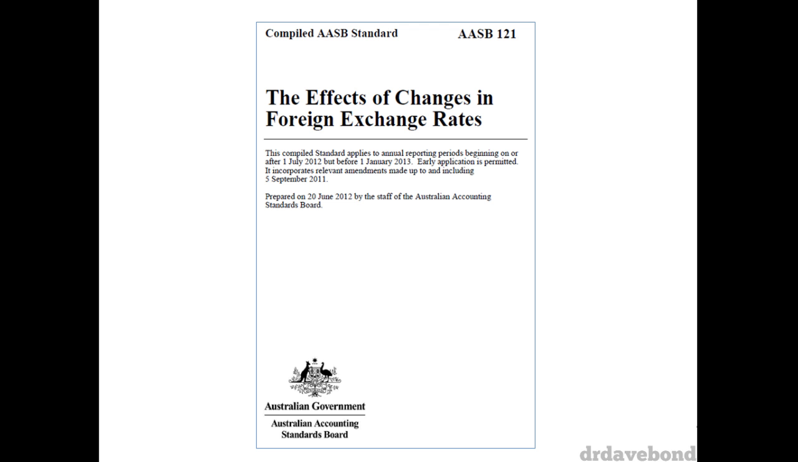The way that this gets dealt with is covered in AASB 121, the effects of changes in foreign exchange rates. This is effectively equivalent to IAS 21 for anyone using international accounting standards. There are two types of situations we are going to look at. The first is foreign currency transactions, and the second is foreign currency translations. Before we get to the technical definitions, I'll provide a general overview.